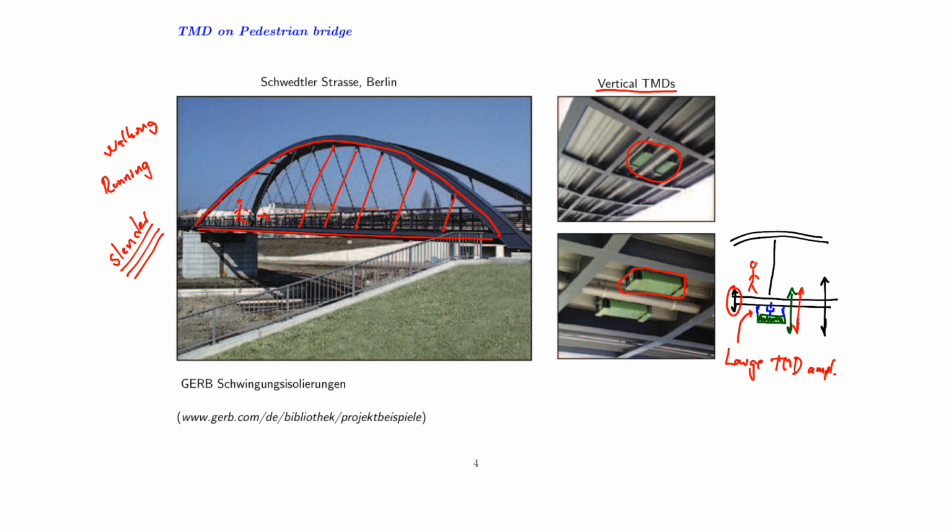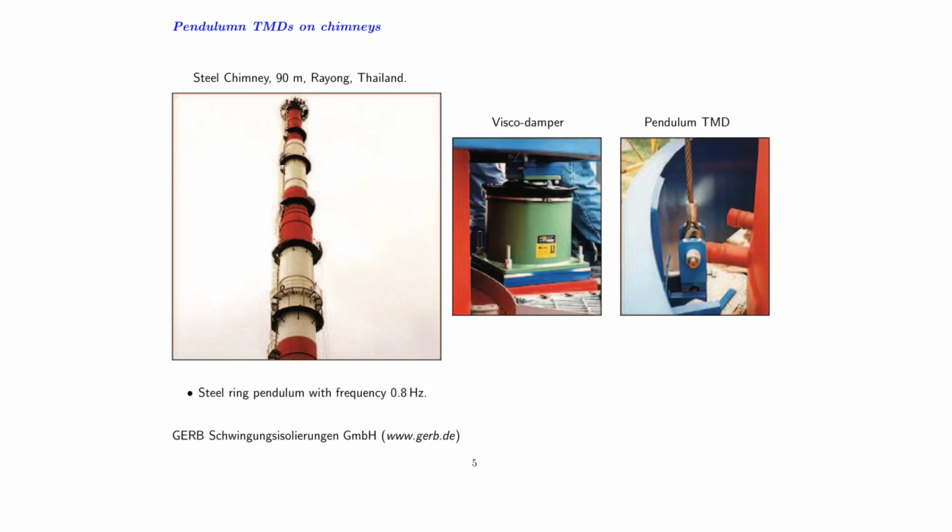Chimneys are prone to vortex-induced vibrations by wind, so we will have vibrations back and forth because of the wind actuation. And at the bottom, at the suspension of towers, we can install so-called viscous dampers. Those are addressed in our lecture number 9. But we also have pendulum-type TMDs. So at the top, we will have ring TMDs surrounding the tower.